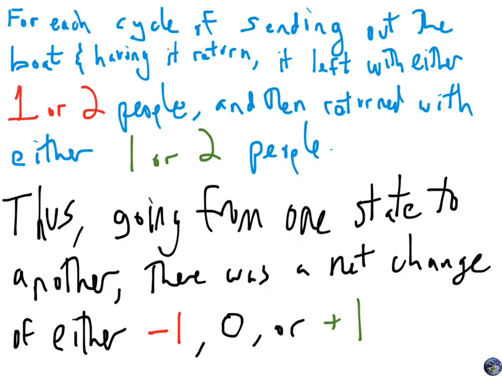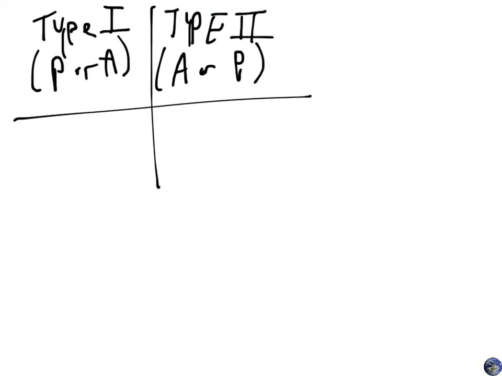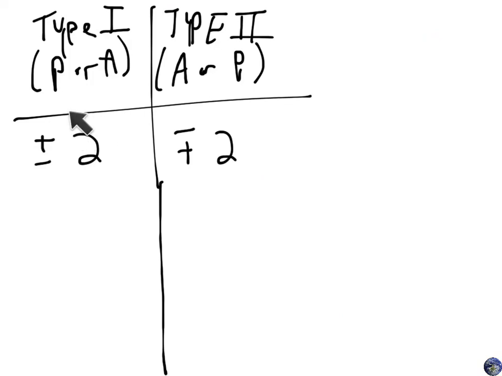So let's look at how that affects the individual types of people. By type I mean either a pirate or an admiral. Let's make a little chart, and look at the net effect on the number of admirals and pirates when the boat left and came back. It could be that one of the types went up by 2 and the other went down by 2, or vice versa. Type 1 is either a pirate or admiral, and type 2 is the other one. Notice that when you put +2 and -2 together, the net change for the total number of people is 0.